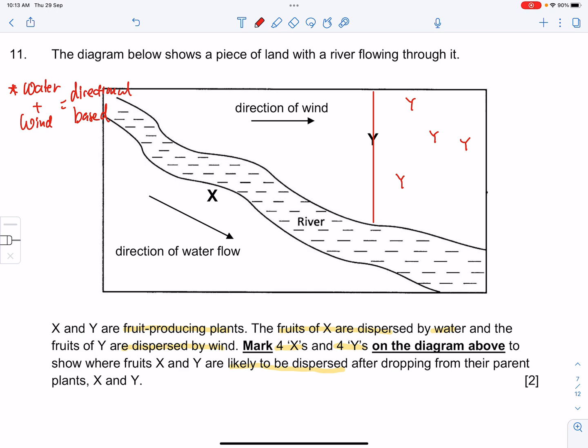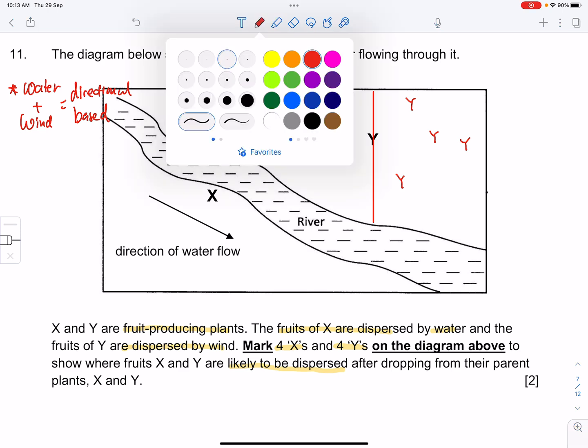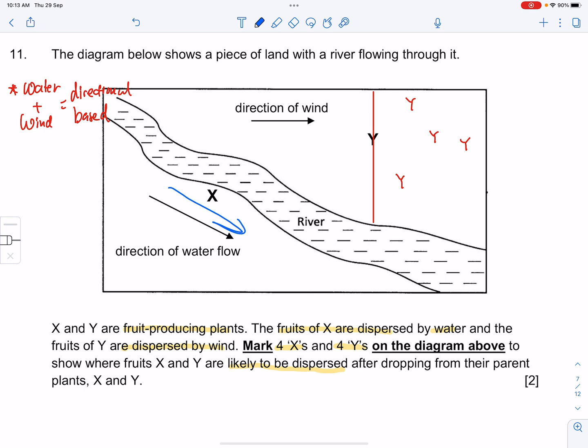Okay? Next. The same thing over here. This is actually directional dependent. So if your parent plant is here, then your plants can only end up somewhere downstream. It needs to be after this point as well, unless your floating seed is able to swim upstream. Other than that, it needs to go downstream. So I will accept it if it is somewhere here.